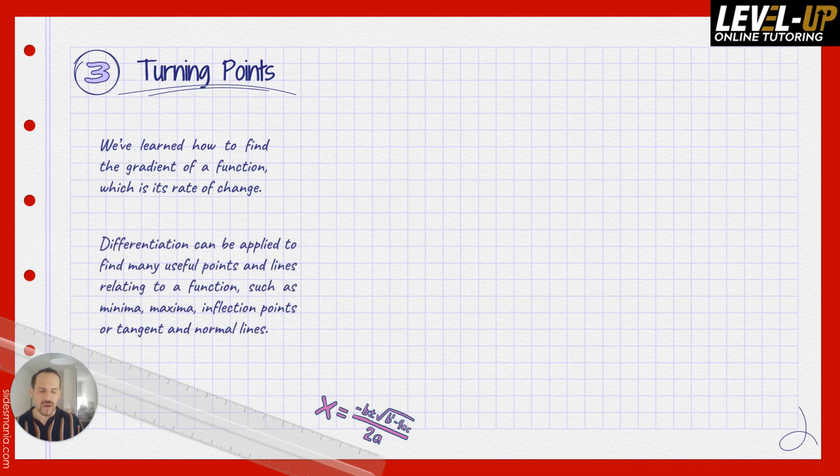Differentiation could be useful to find all kinds of points, such as minima and maxima, which are basically turning points. We'll see those in a sec. Something known as inflection points, which I'll just touch upon today, but we're going to look at that in more detail next lesson. And also to find tangent and normal lines. Like we've already seen that the gradient at a specific point is essentially the gradient of the tangent line, but we can also use that to find the normal line or perpendicular line. Same thing, normal, perpendicular, different words for the same thing.